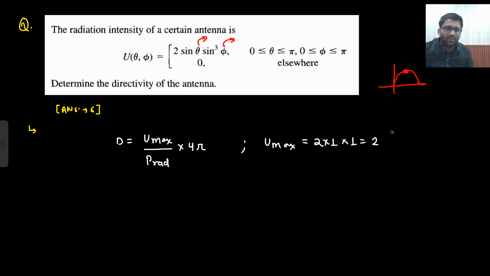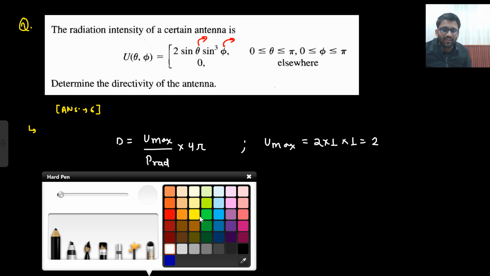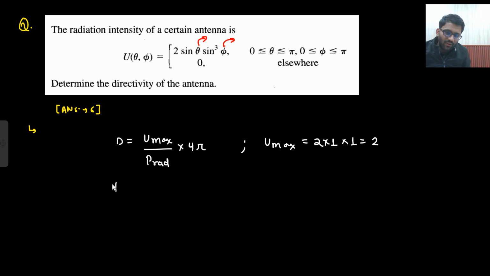Now what is the task that you need to find? That is P radiated. I need to find P radiated. This is the best way of solving any question based on antenna. What you will write down is what you need to find. I need to find the directivity. So what I will write down: U max divided by P radiated into 4 pi. So I need to find the directivity now. U max I already know.